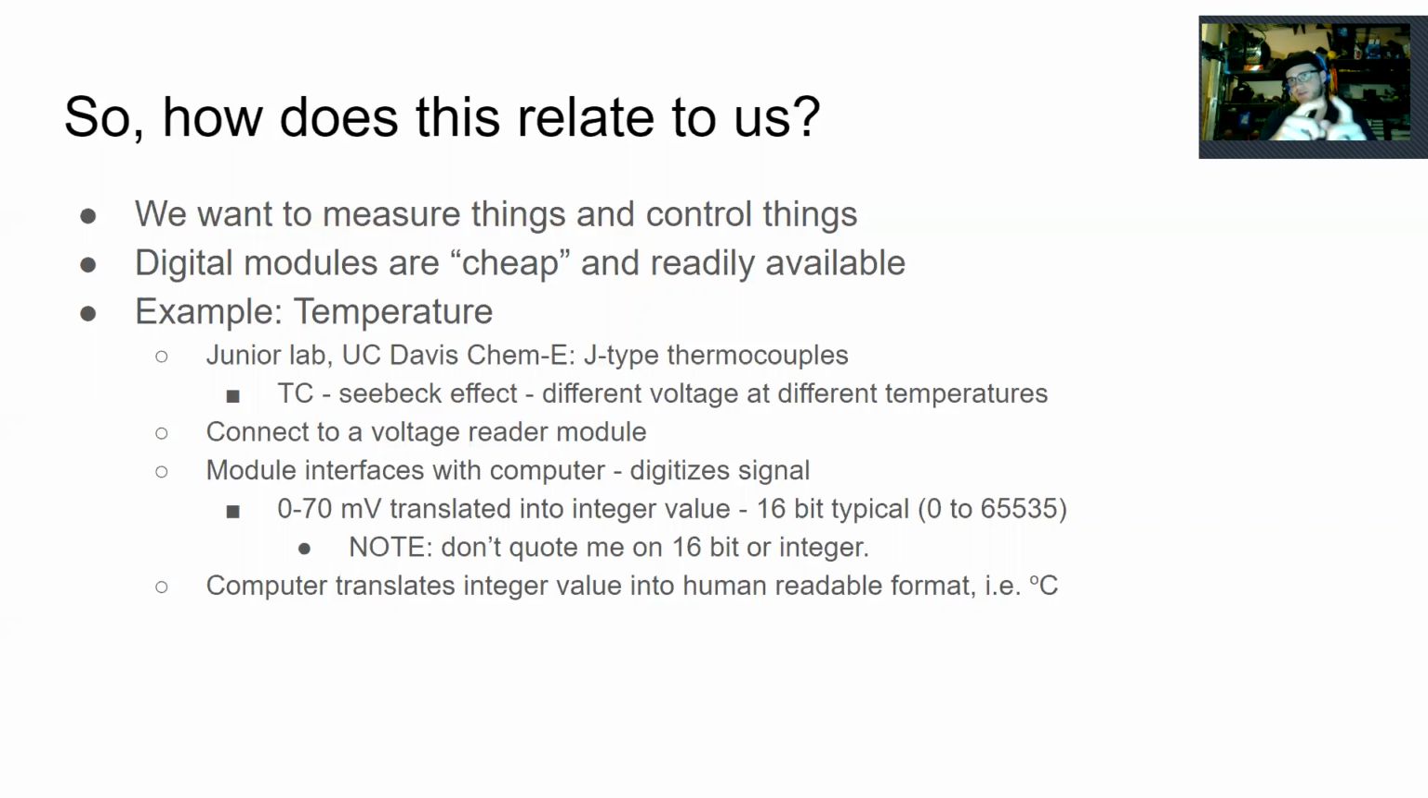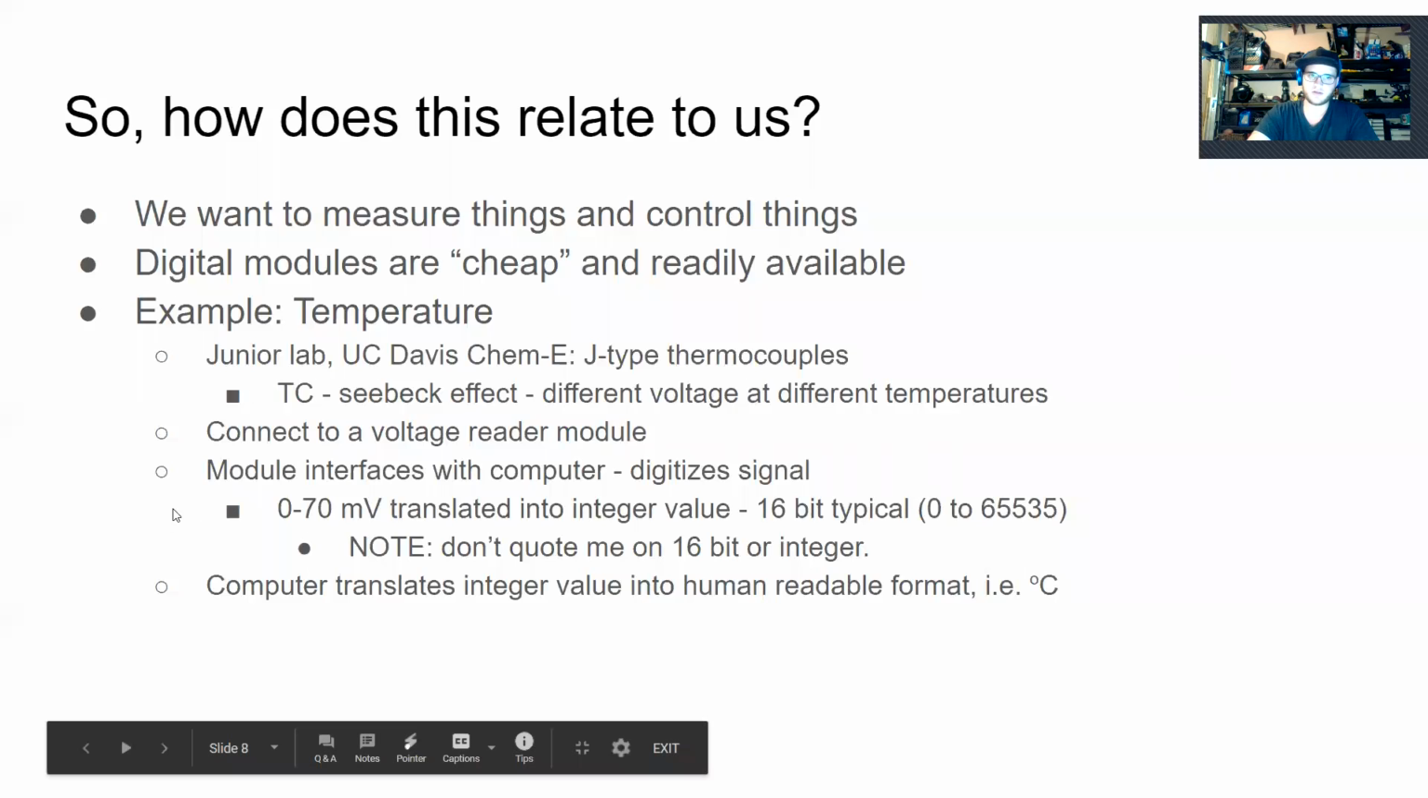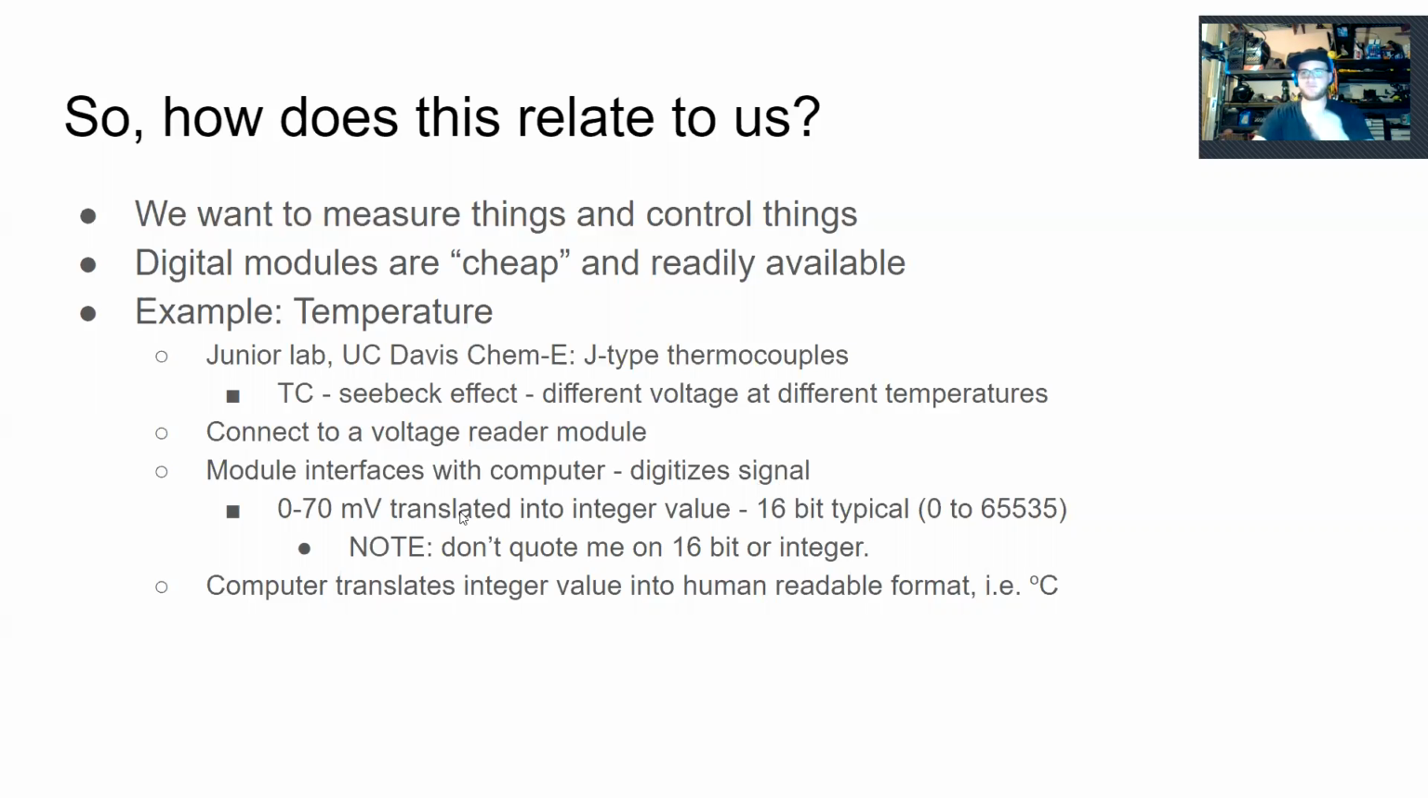So hopefully it's stable so you can actually measure it fairly well. So what you do is you connect the tail end of those two wires that form a junction to a voltage reader module that's really sensitive, because this is going to be on the order of 0 to 70 millivolts for a type J. And that module is then hooked up to a computer. And so somewhere between those two modules, the computer and the voltage module, there's going to be a translation of that voltage into an actual integer value.